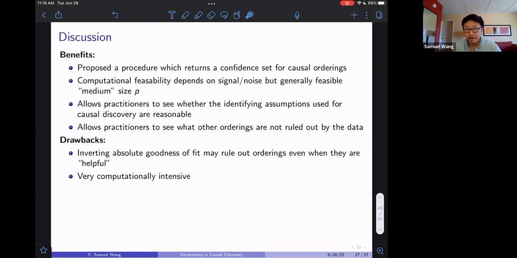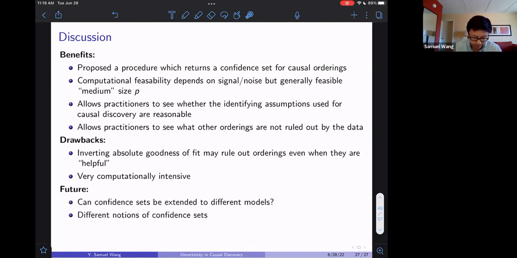And then the last drawback is that this is very computationally intensive. You can parallelize things and speed up. There's a few tricks that you can do to speed things up, but this is still one of the big bottlenecks. Okay, so the future questions: can confidence sets be extended to different models? And can we think about different notions of confidence sets? I'll actually not discuss that because I think Dan has some good thoughts on this, and so I'll turn the time over to him.